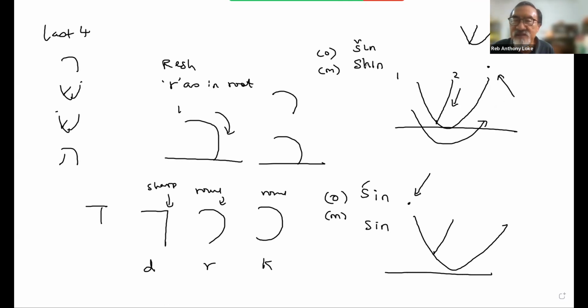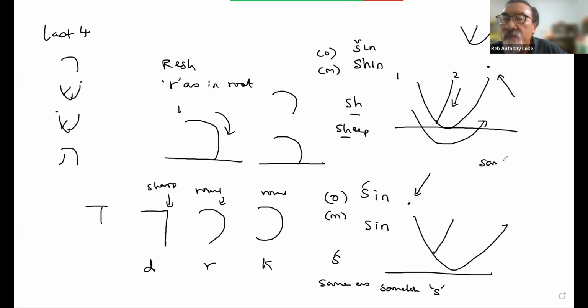If the dot is on this side, the sound is pronounced as SH, as in sheep. This one, sin, is the same as Samekh, just the sound S, as in snake. But it's written differently. So now you realize there are four S's. You have Samekh, you have Sade, you have Shin, and you have Sin.